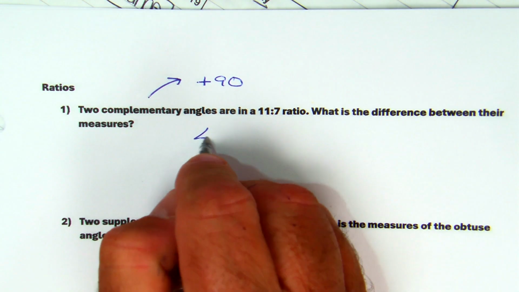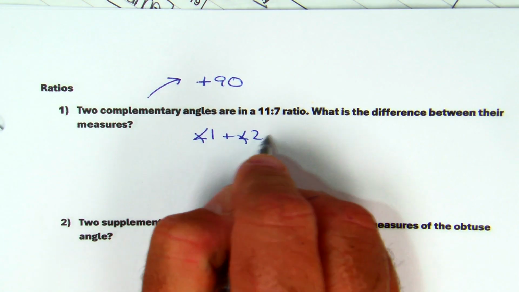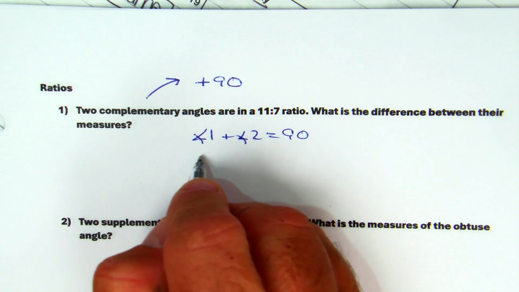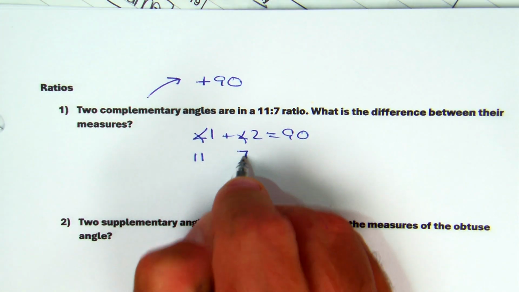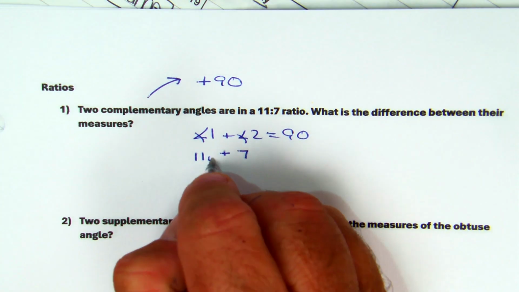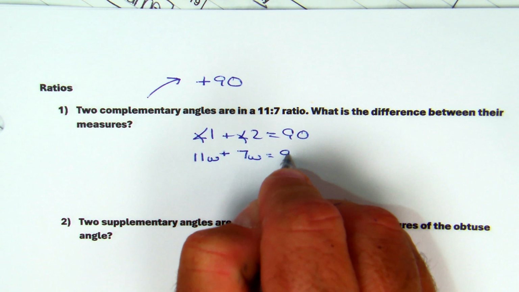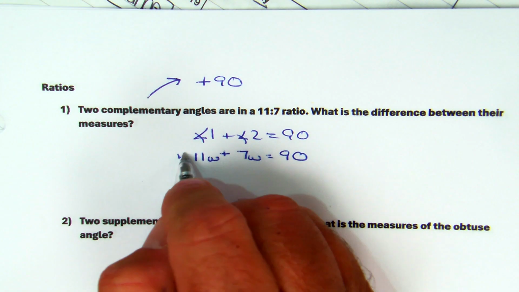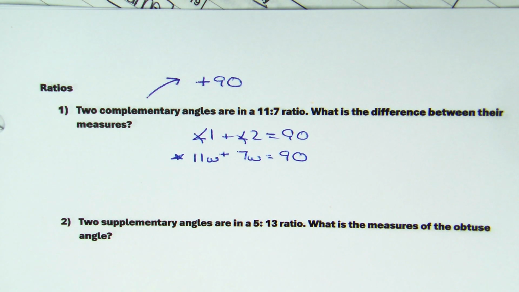Alright, so angle 1 plus angle 2 equals 90. Does that show knowledge? Absolutely. So now I'm going to take the ratio, which is 11, 7, and I'm going to assign any variable I want. W. There you go. That's what I would need to see on a quiz or test for work. I don't need to see the first step. That gives you the structure. So that shows knowledge.